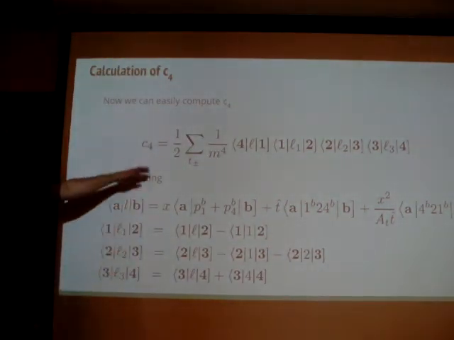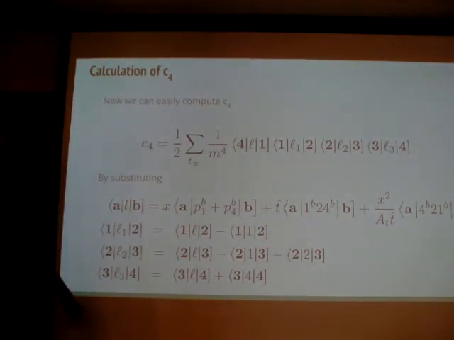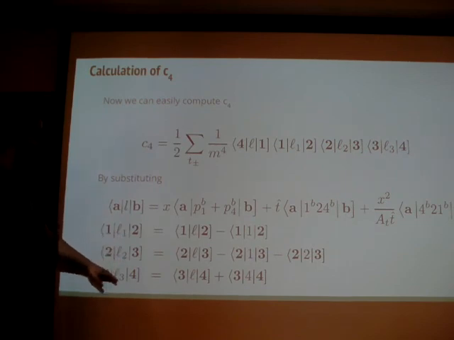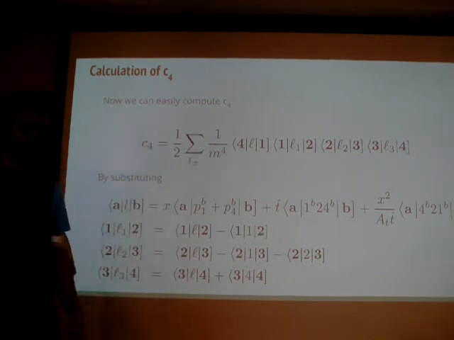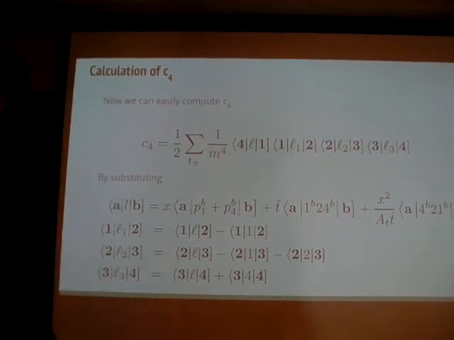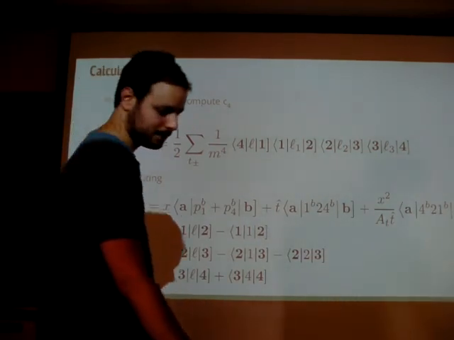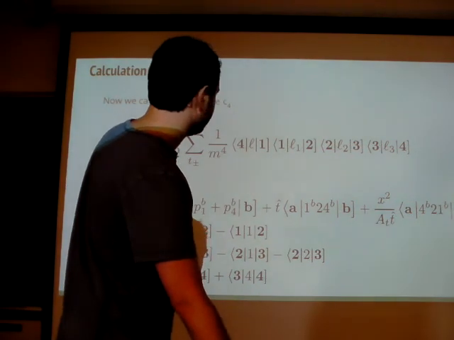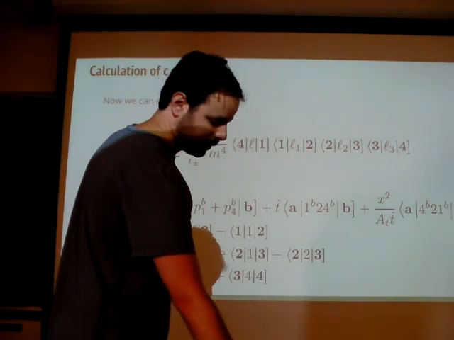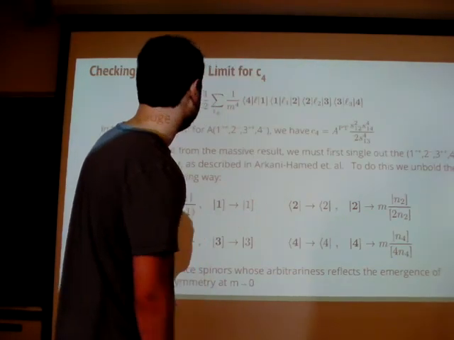Bottom line is, this is my C4, and I know exactly what each one of these is as a function of basically my mass and my Mandelstam variables. So this is how I fix C4 for the massive case. This is something that hasn't been done before.